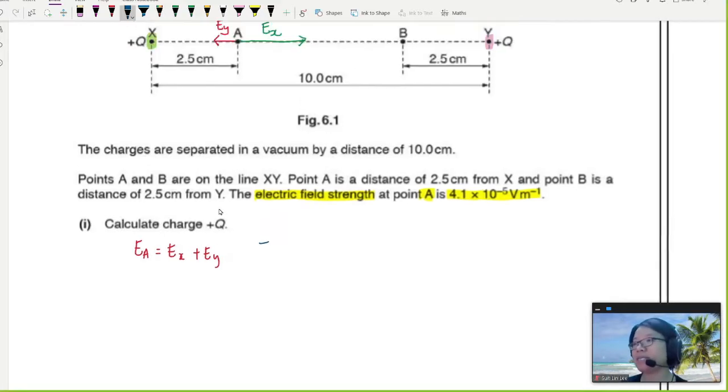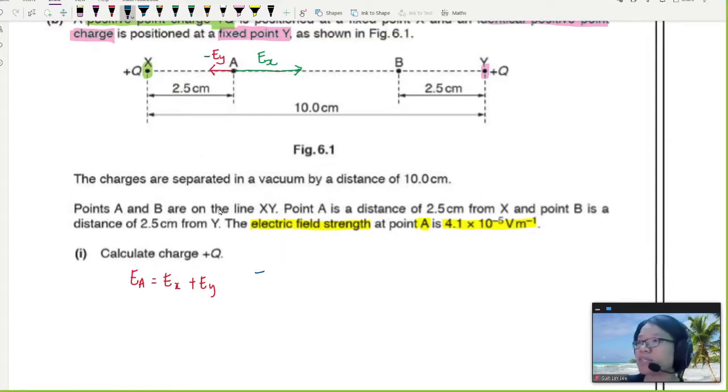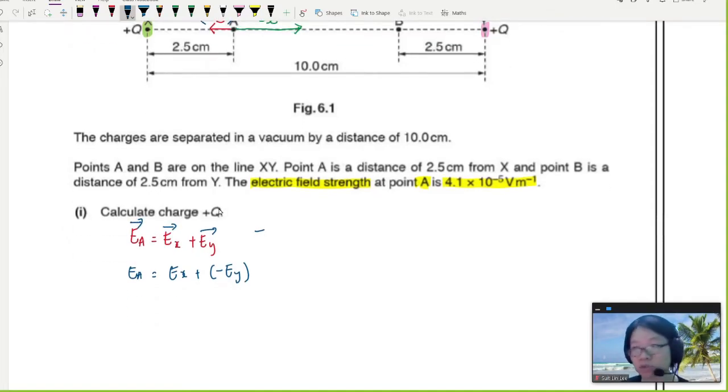Meaning somebody here has to be a negative. And I think I'll just give EY a negative because it's pointed to the left. So the electric field strength at A will be equal to EX plus negative EY. All right, so all of this, just so you know, are vectors. So right now, we can substitute values.